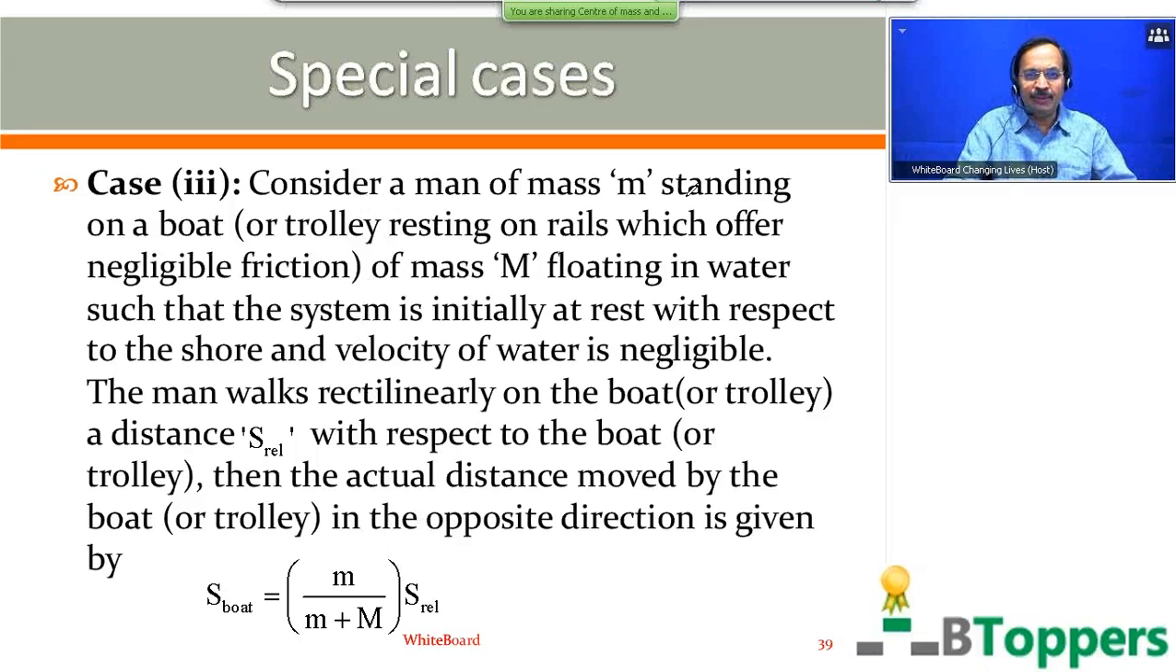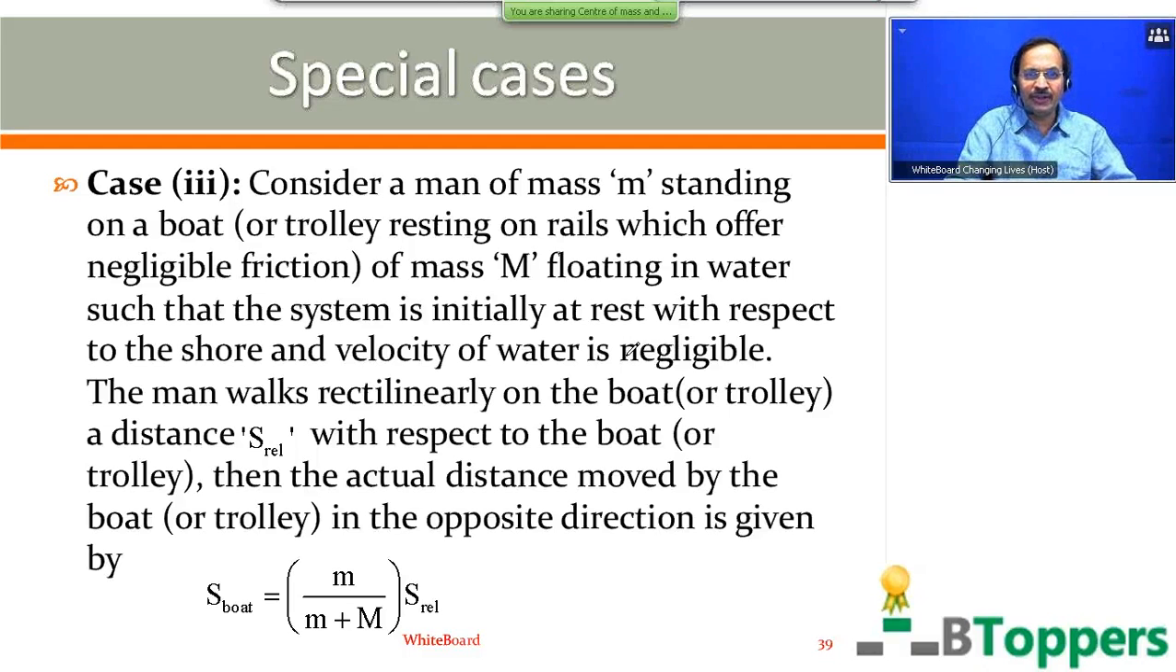Consider a man of mass small m standing on a boat, within brackets or trolley, resting on rails which offer negligible friction. Again, I repeat here. Consider a man of mass small m standing on a boat of mass capital M, floating in water such that the system is initially at rest with respect to the shore, and the velocity of water is negligible. That means you may assume that friction between boat and water is negligible here, so that you can assume that the net external force on the system in the horizontal direction is 0.